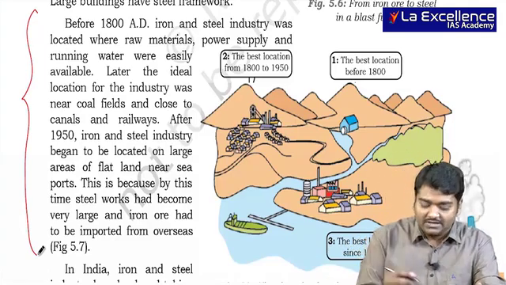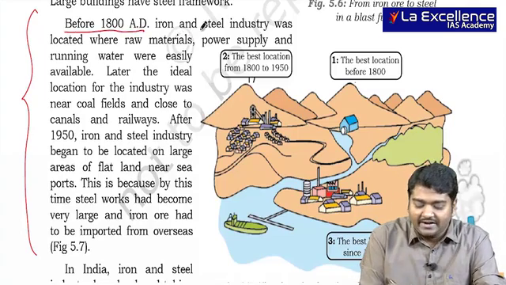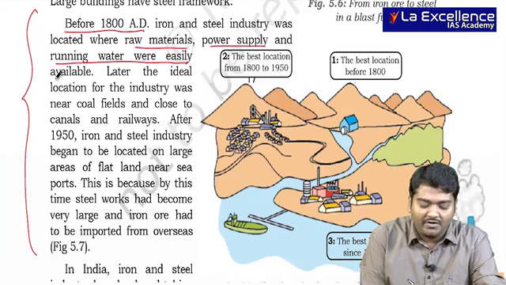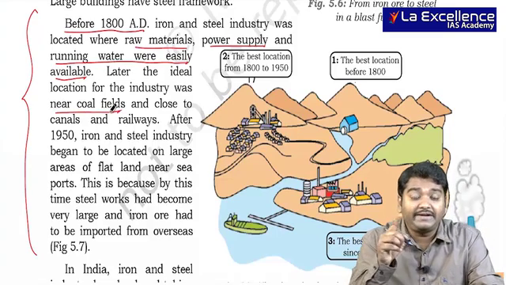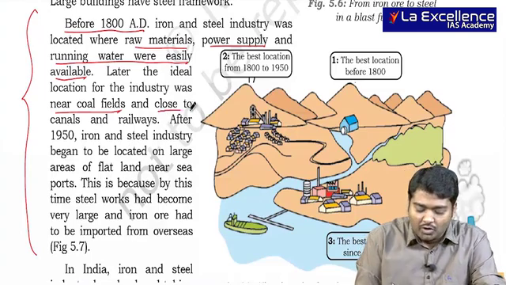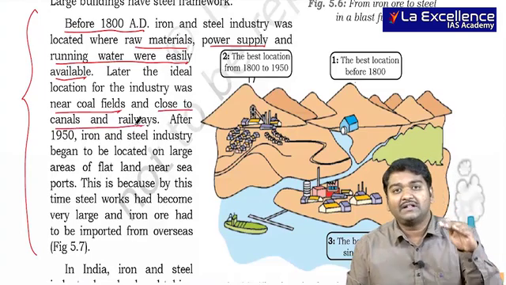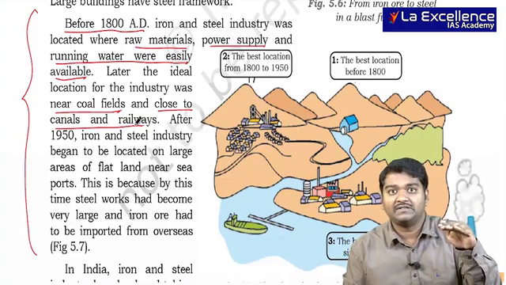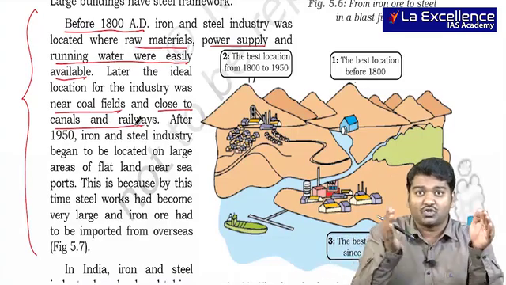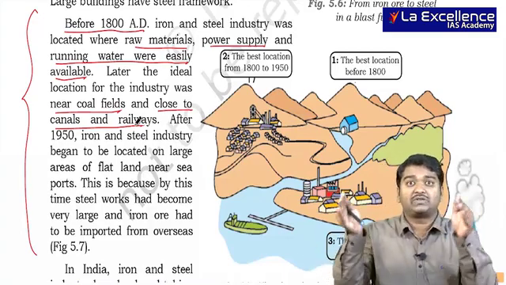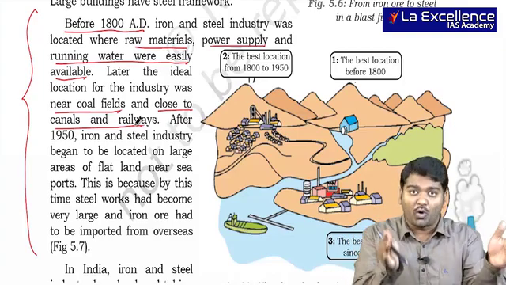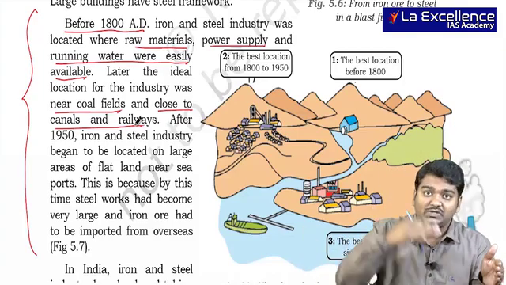They say that before 1800 AD, the iron and steel industry was located where raw materials, power supply and running water were easily available. Later, the ideal location for the industry was near coal fields. Why? 8 tons of coal is required, and close to canals and railways. In canals and railways, waterways and railway lines, iron ore and other materials used to be brought. So rather than taking 8 tons of coal to other places, it was better to set up the iron and steel industry near coal and bring iron ore and limestone to that region.